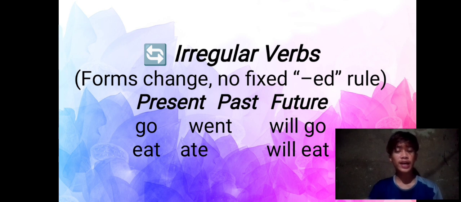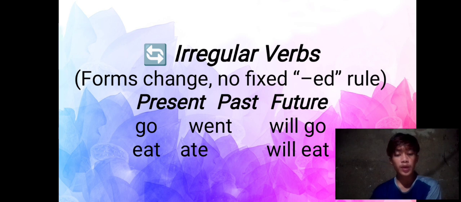So next, we have the irregular verbs. The forms change, no fixed rule, or we don't need to add ed. So we have the examples here. The present, past, and future. Our present here is go, and our past verb is went. And our future is will go.